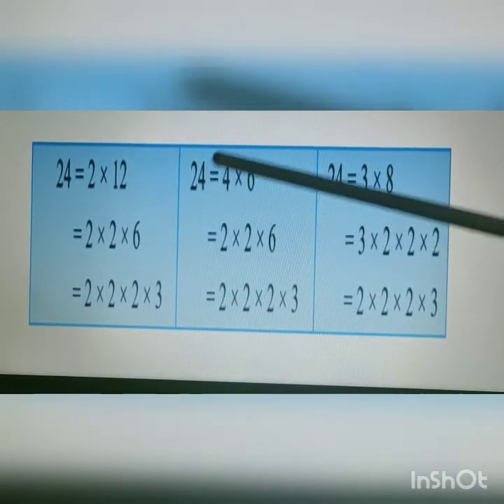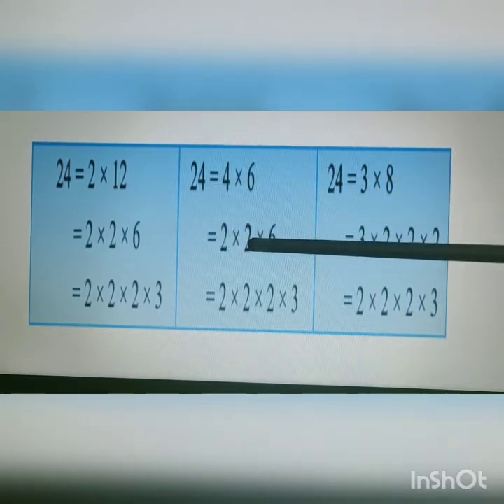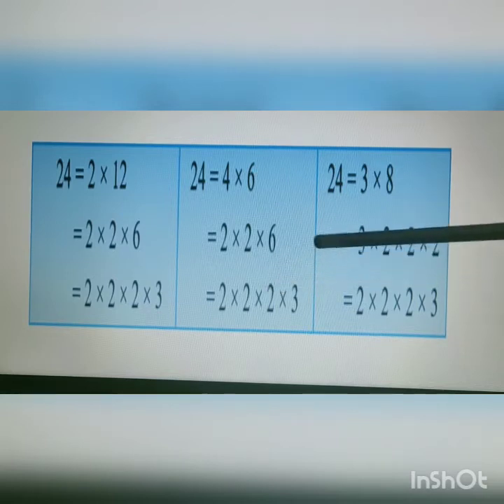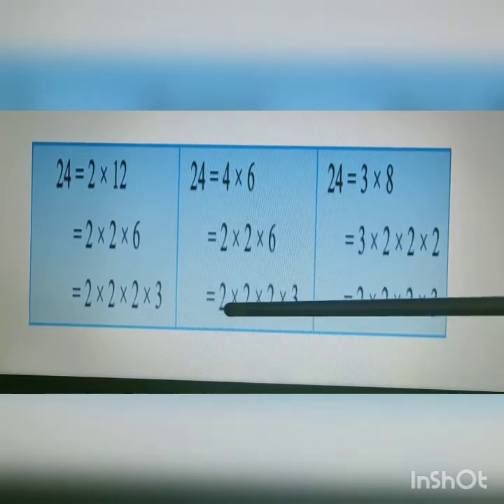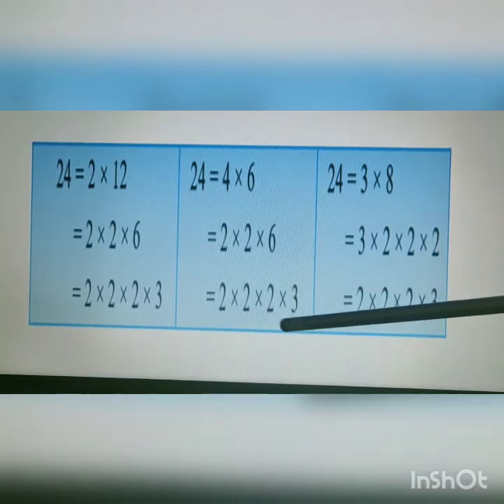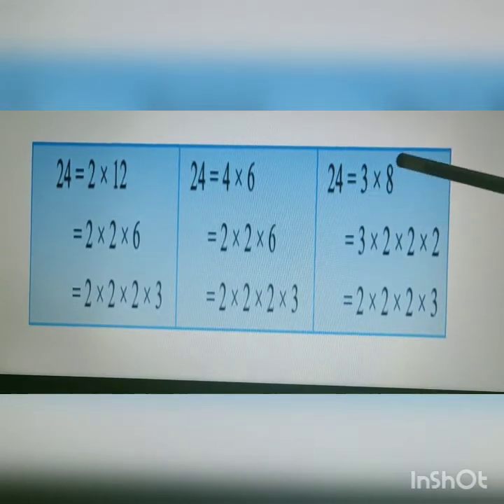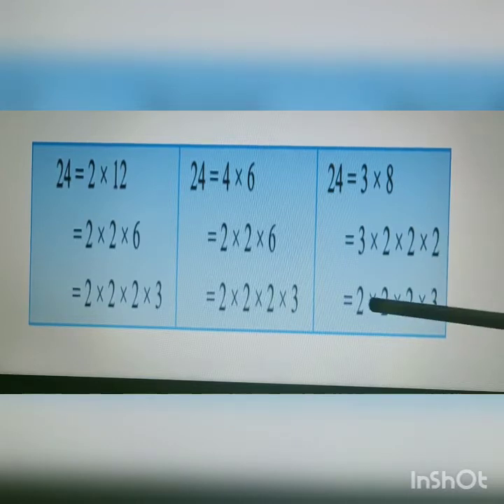Now again 24 is equal to, we know, 4 into 6. 4 we can write as 2 into 2 and 6 we can write as 2 into 3. So finally it becomes 2 into 2 into 2 into 3. That means all are prime factors. Again 3 into 8. 3 is a prime number and 8 we can write as 4 into 2, and 4 into 2 we can write as 2 into 2 into 2. So we can rearrange it in ascending order, 2 into 2 into 2 into 3.